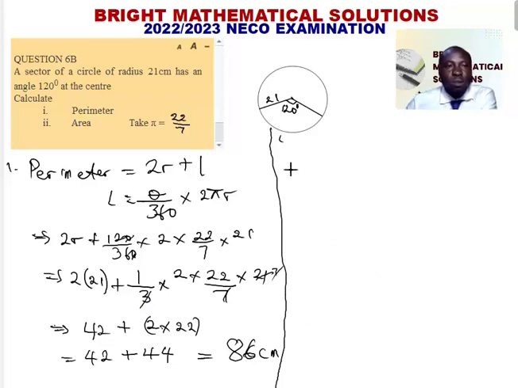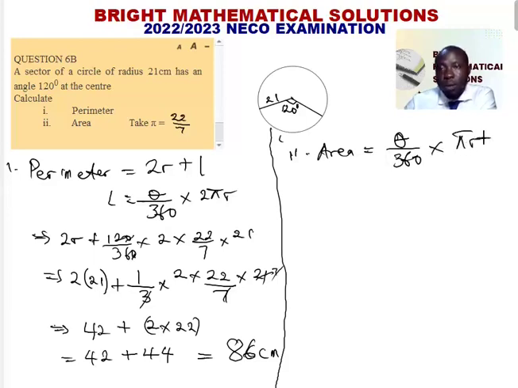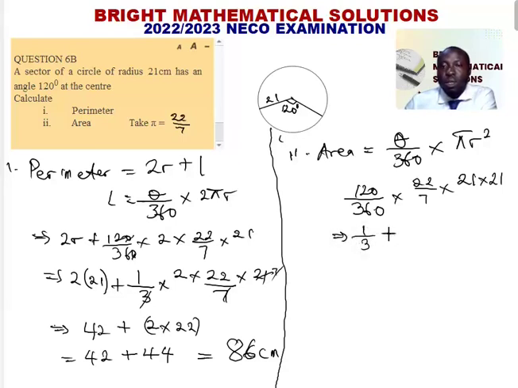Now, for the second question, which says the area. The formula for finding the area is theta over 360 multiplied by pi r squared. So our theta as given is 120 over 360 multiplied by 22/7 and multiplied by r, which is 21. That's 21 raised to the power of 2.